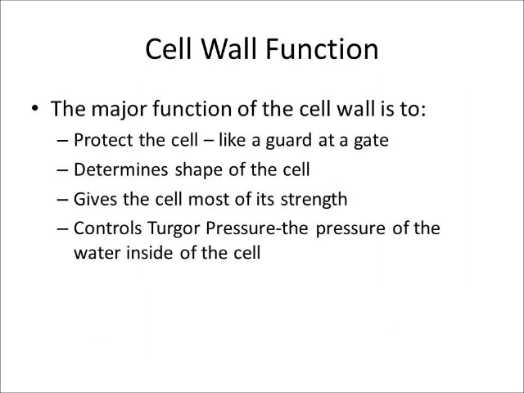Now I'm going to recap the functions of the cell wall. The major functions of the cell wall are to protect the cell from outside forces, serve like a guard at the gate, determine the shape of the cell, give the cell most of its strength, and one thing that I did not mention yet, control the turgor pressure. The turgor pressure is the pressure of water inside of the cell. So even though the cell wall may be very small, it is completely necessary for life.